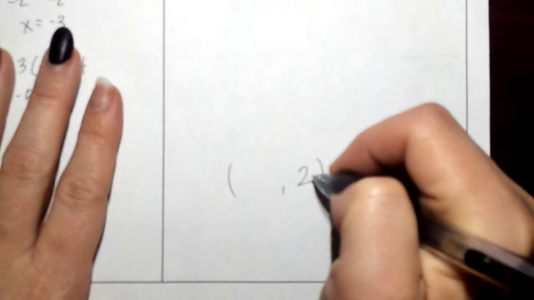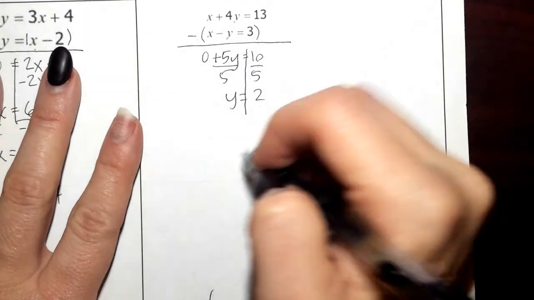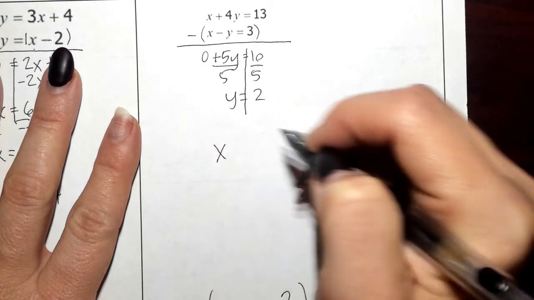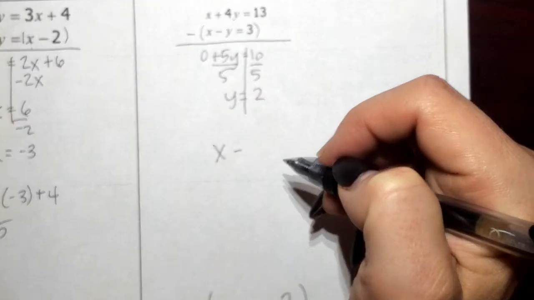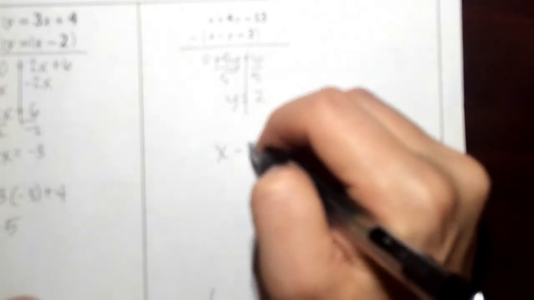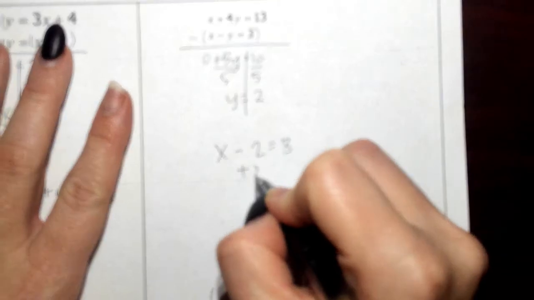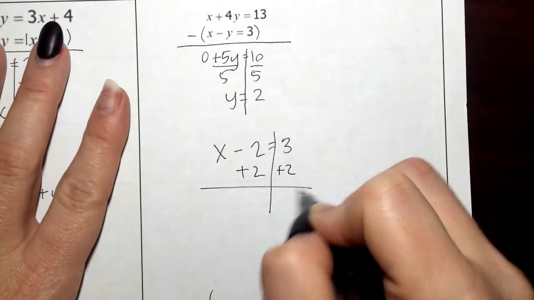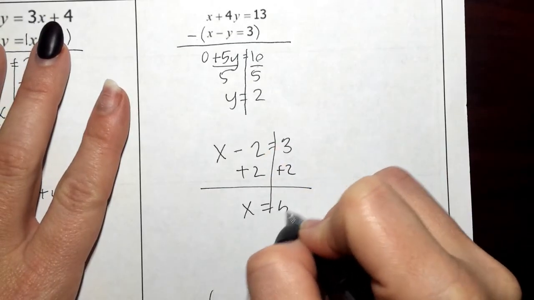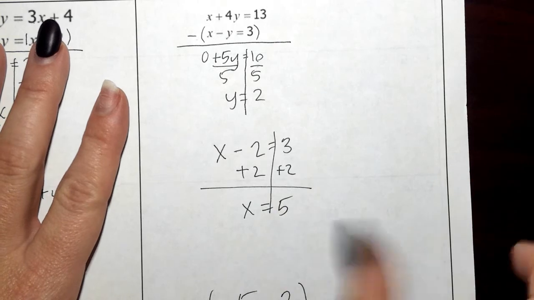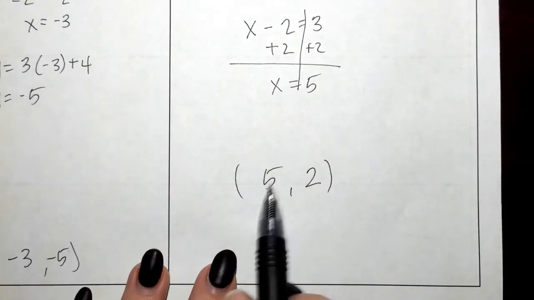So I'm going to plug this y into one of my equations. It doesn't matter which one we do. Let's pick the bottom one this time. So we've got x minus the y value of 2 equals 3. So I'm solving for that x. I'm going to add 2 to both sides. X equals 5. So my solution here is 5, 2.